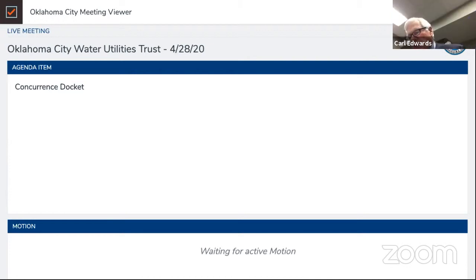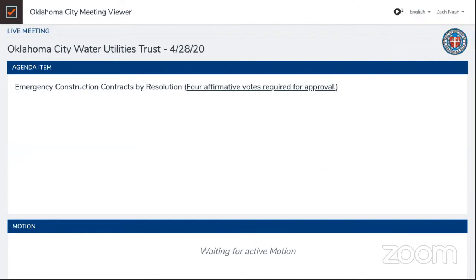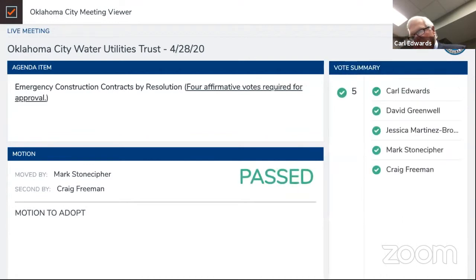Next item is emergency construction contracts by resolution. Four affirmative votes will be required for approval. Everybody has that information in front of them, but if they have any questions, please raise them. Otherwise, we're going to take a vote. Are there any questions or actions? It passes. Thank you.